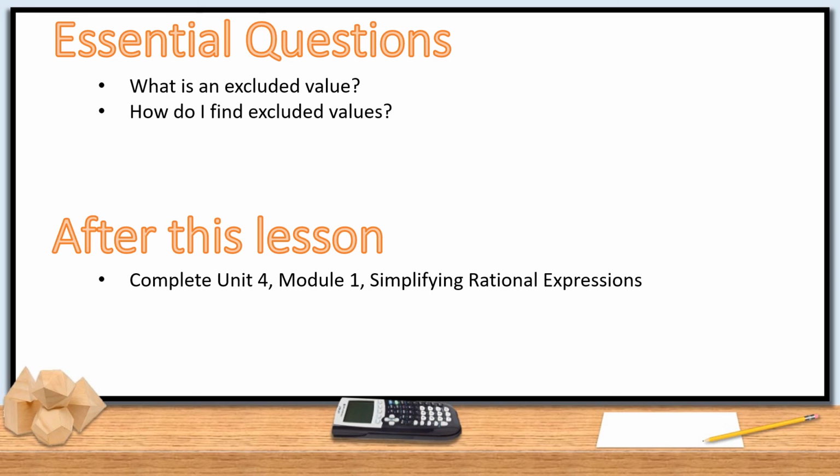All right, so after this, you're going to complete the module. The independent practice is pretty small. It's only, I think, 5 questions. So we're starting nice and slow, starting easy. Make sure you know what your excluded values are, your asymptotes, and your holes, and how to find them. That's your real focus for this particular lesson.